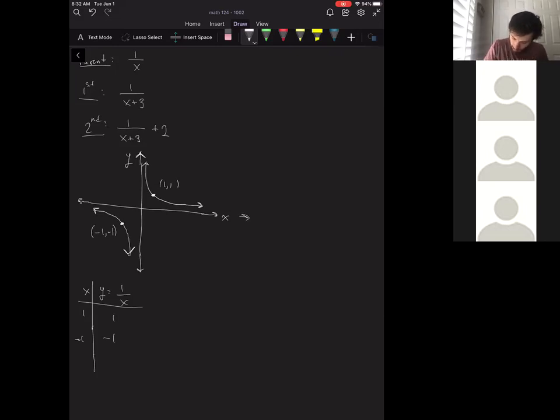Okay, so here's our new graph. So now we're doing this one, 1 over x plus 3. Remember, we're adding 3 down here directly to the x, which means we need to take all of our x values from the previous graph and subtract 3 from them. So here we have an x value of -1. If we subtract 3, now we have an x value of -4. So over here at -4, -1. Here we have an x value of 1. We subtract 3, that becomes -2. So up here at -2, 1.